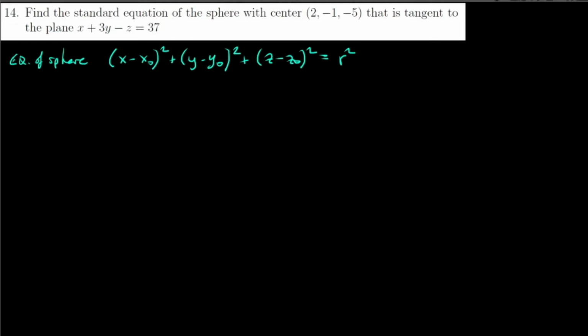Okay, so number 14. Find the standard equation of the sphere with center 2, negative 1, negative 5, tangent to the plane x plus 3y minus z equals 37. Right. So you've done problems in the homework where it's tangent to, say, the xy plane or the yz plane. But here you have some generic plane in space.